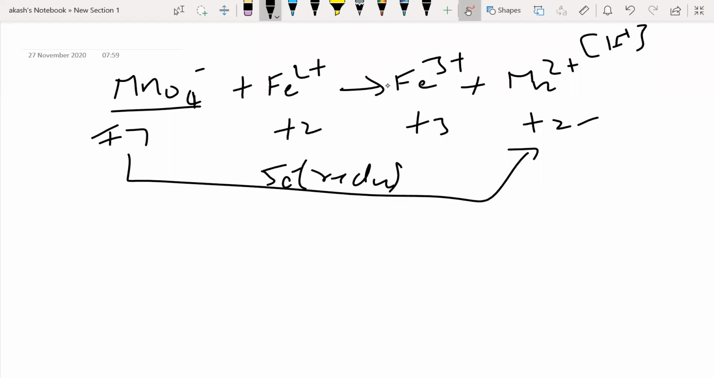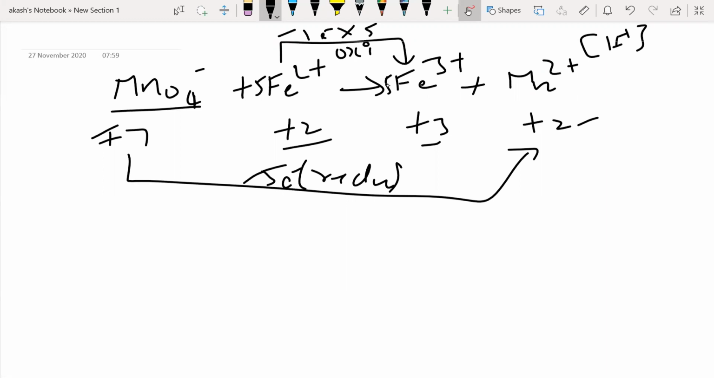Now if I go for Fe2 plus and Fe3 plus, you can see that there is an increase in oxidation number. Increase in oxidation number is oxidation, and how many electrons? Only one electron, and obviously this is oxidation. Now what is the next step? The next step is making sure that the number of electrons lost and the number of electrons gained are equal. This is 5, this is 1. So the best way is to multiply this by 5, so I'll put 5 here and 5 here.